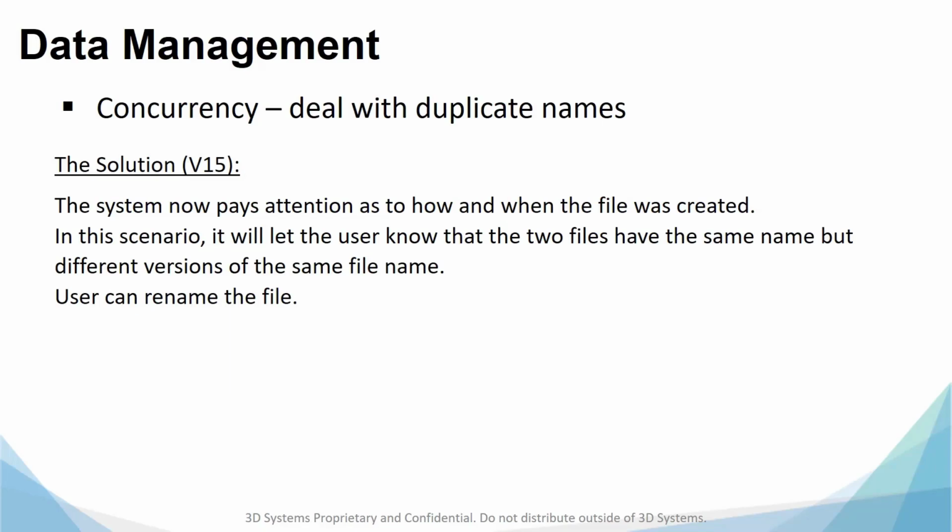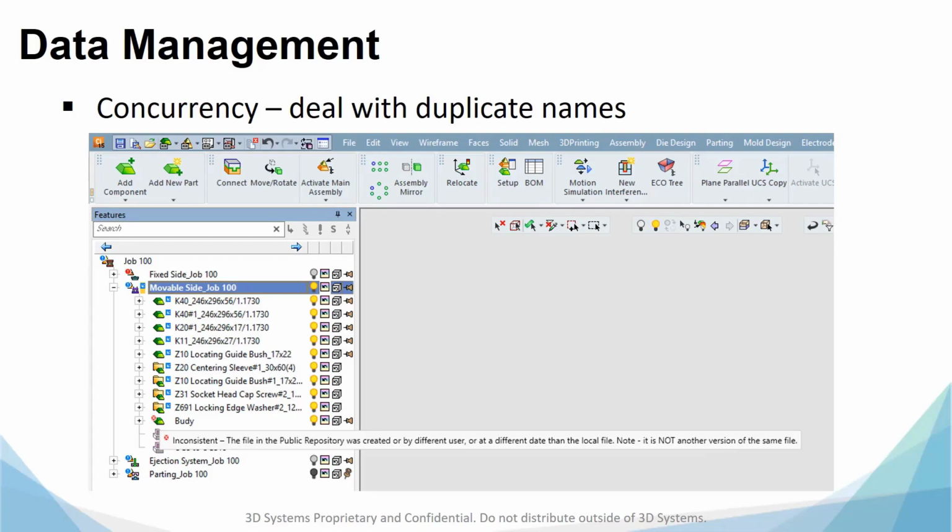In this scenario, it will let the user know that the two files have the same name but different versions of the same file name. The user can now rename the file. So what the user will see is a new red circle with a white X, and it will say inconsistent. The file in the public repository was created by a different user or at a different date than the local file. Note, it is not another version of the same file.